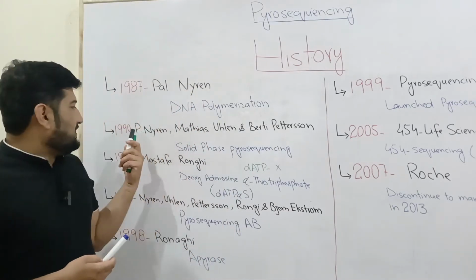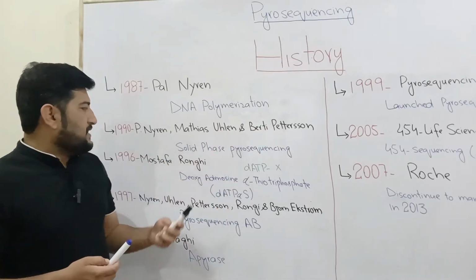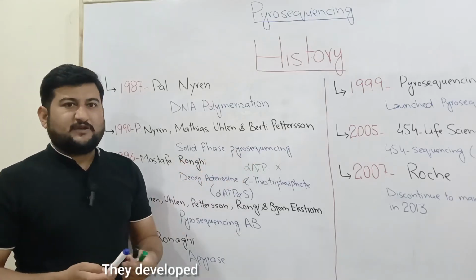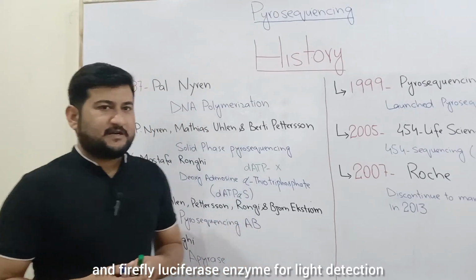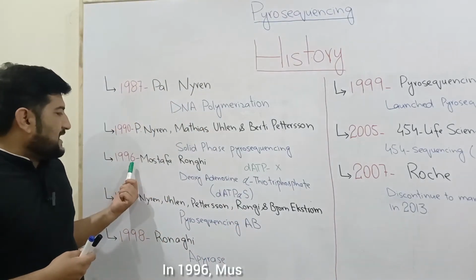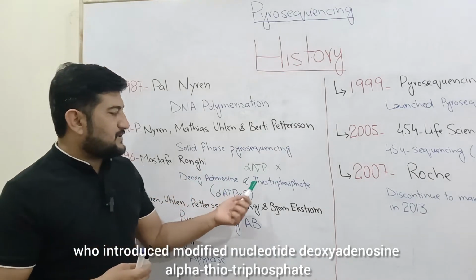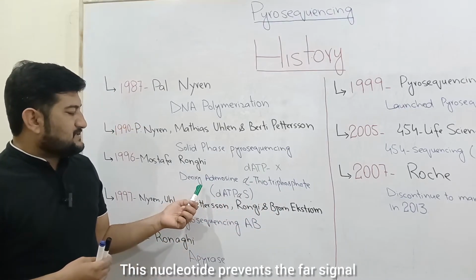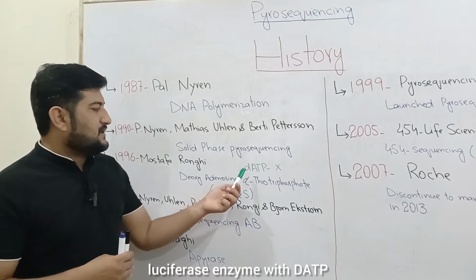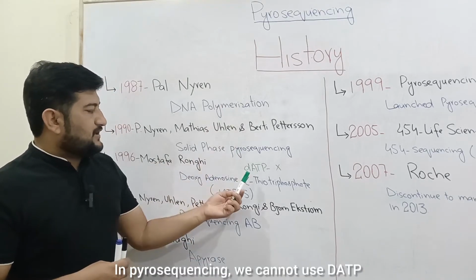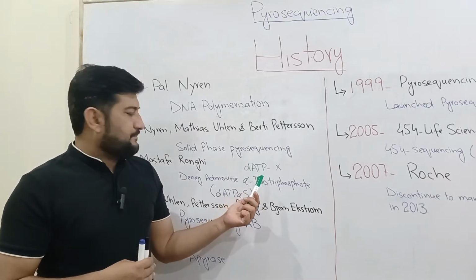Three years later, in 1990, Pål Nyrén worked together with Mathias Uhlén and Bertil Pettersson. They developed solid phase pyrosequencing, where they used magnetic beads and firefly luciferase enzyme for light detection. In 1996, Mostafa Ronaghi introduced a modified nucleotide, deoxyadenosine alpha-thiotriphosphate. This nucleotide prevents the false signal that usually occurs due to the activity of luciferase enzyme with dATP. So in pyrosequencing, we cannot use dATP because this dNTP is responsible for false signaling.